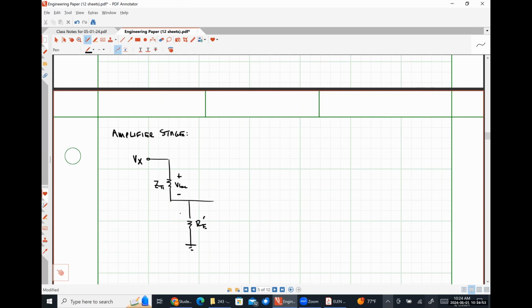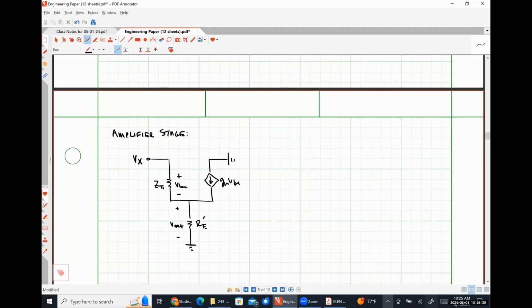RE prime, V out, GM VBE. What does this thing look like? Just a simple common collector amplifier, except that everywhere that we would have seen R pi, we would replace it with Z pi, and everywhere we would have seen RE, we would replace it with RE prime.